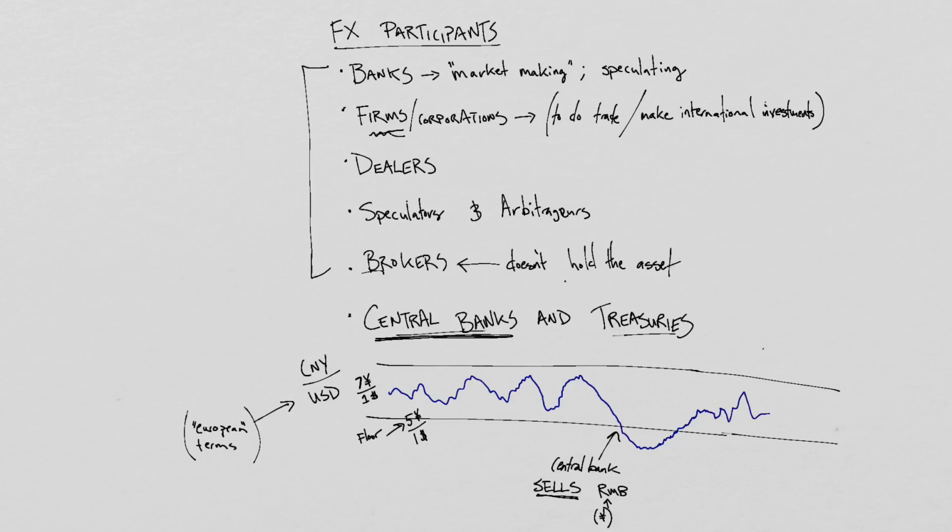So you can see central banks don't trade in the foreign exchange market for the purpose of making money. In fact, they may have actually lost money by doing this trade. But they do it because they desire a certain value for the currency. And we'll spend a lot of time during this course discussing why a government would want a certain exchange rate.